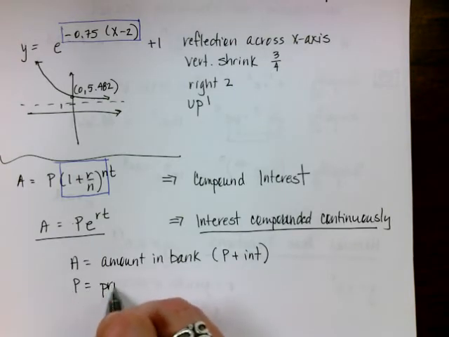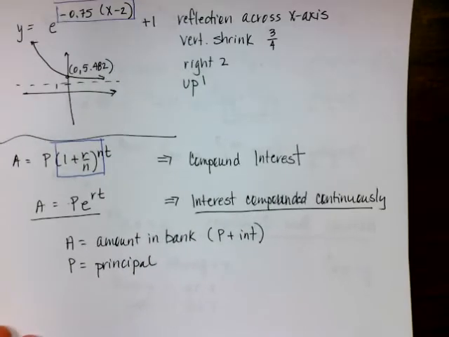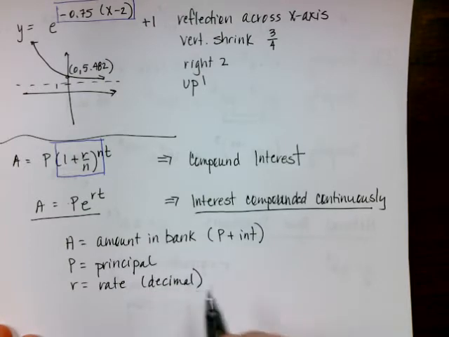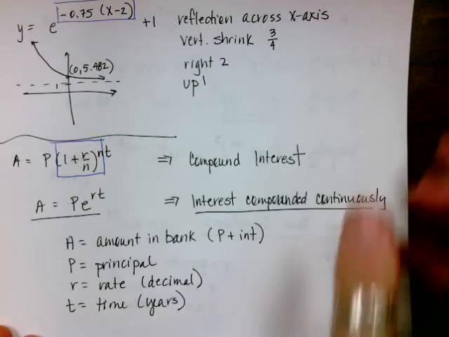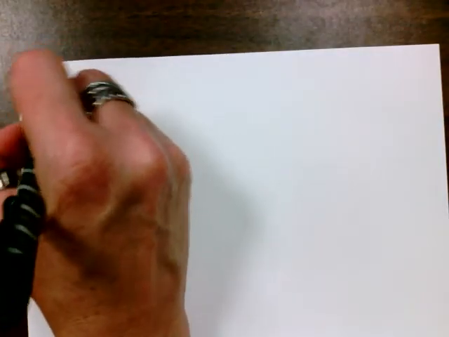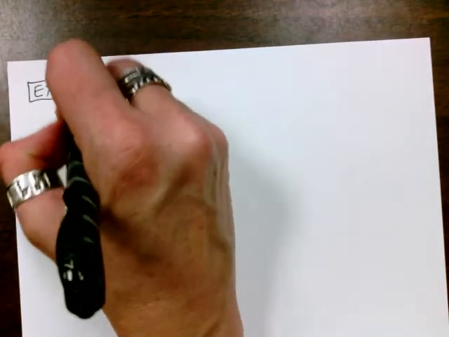P is your principal, which is always what something either costs or how much you are investing. R is the rate, and we always use this in decimal form. And then t is equal to our time, and it's always going to be in years. So that's our handy dandy new little formula. So let me do an example for you, and then I'll give you your problems. So again, a pretty nice short lesson today.